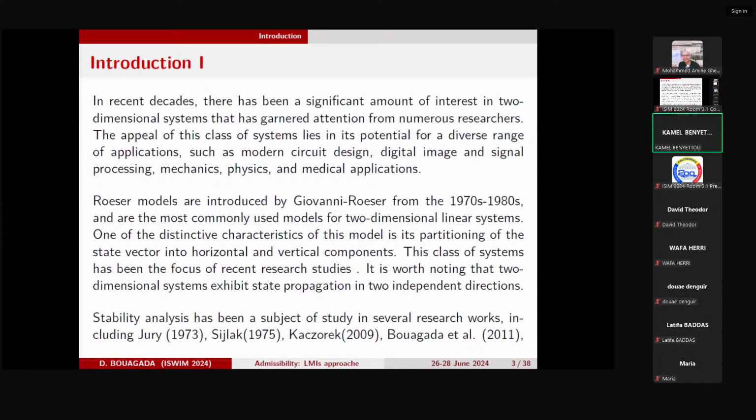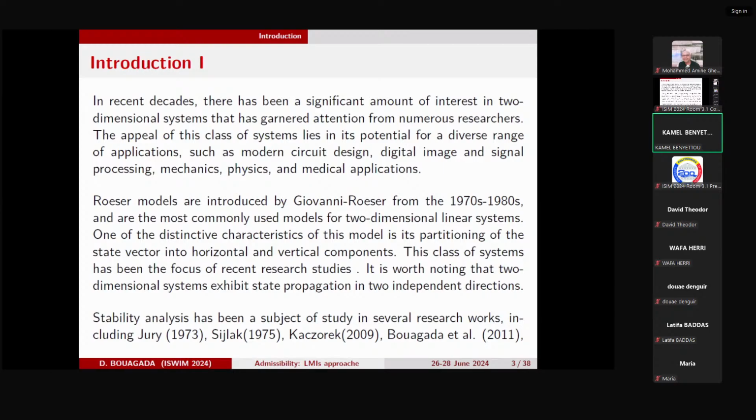First of all, in recent decades there has been significant attention and interest in two-dimensional systems, which have garnered attention from numerous researchers. The appeal of this class of systems lies in its potential for diverse applications such as modern circuit design, digital image and signal processing, mechanics, physics, and medical applications.